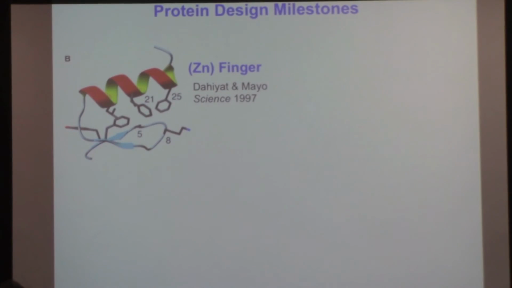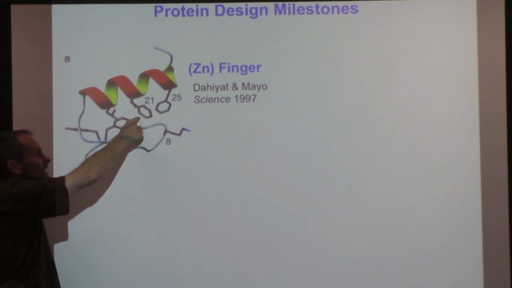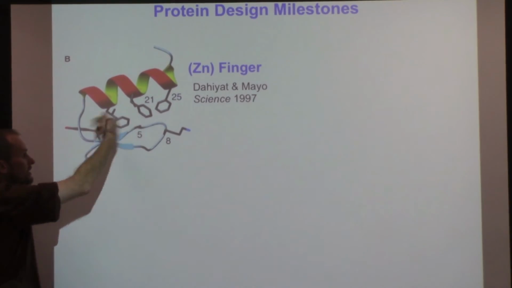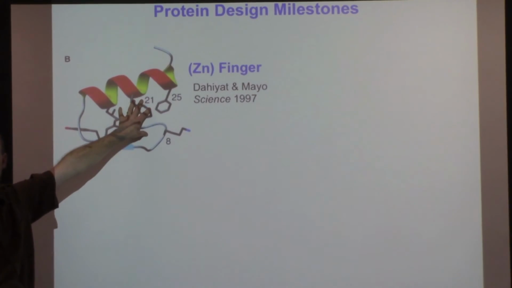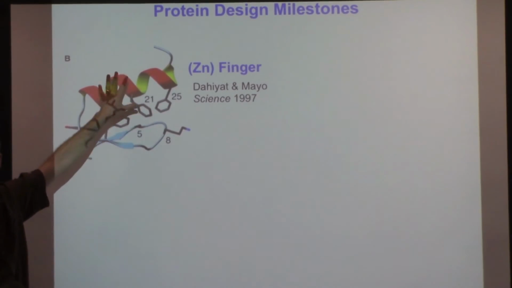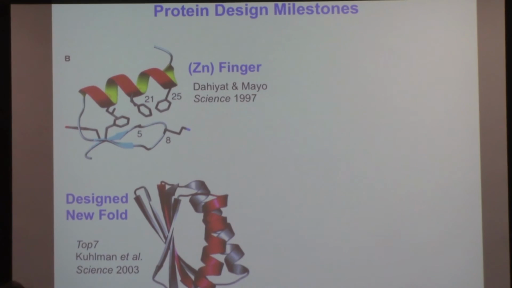On the design side, the first designed protein was a zinc finger. This is a zinc finger fold, and usually there's a zinc right here in the middle. What Steve Mayo's group did with Basil de Hyatt is they pulled the zinc out, and they used the computer to fill up the space with side chains, notably these aromatics, and they got the protein to fold and be a well-behaved protein without the zinc.